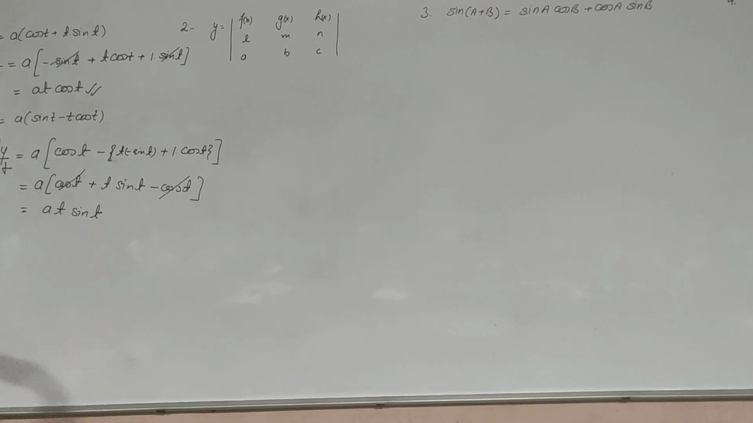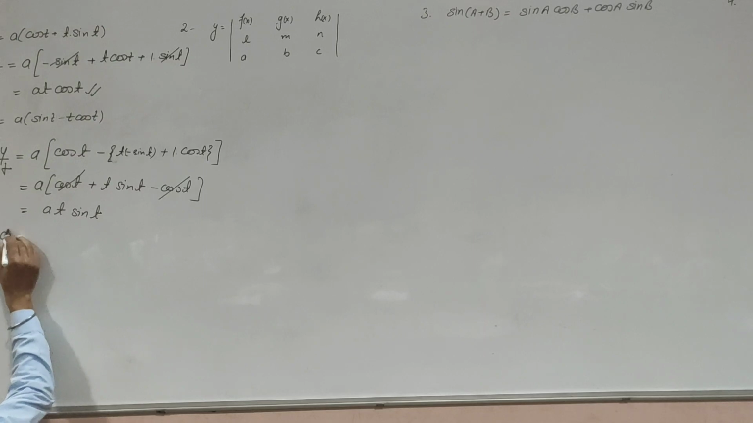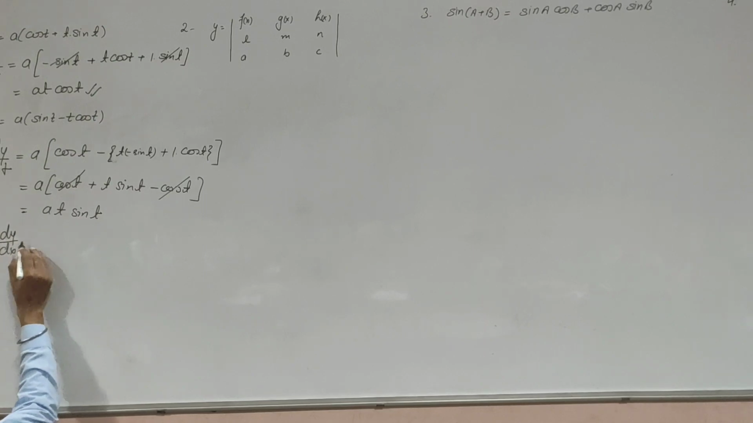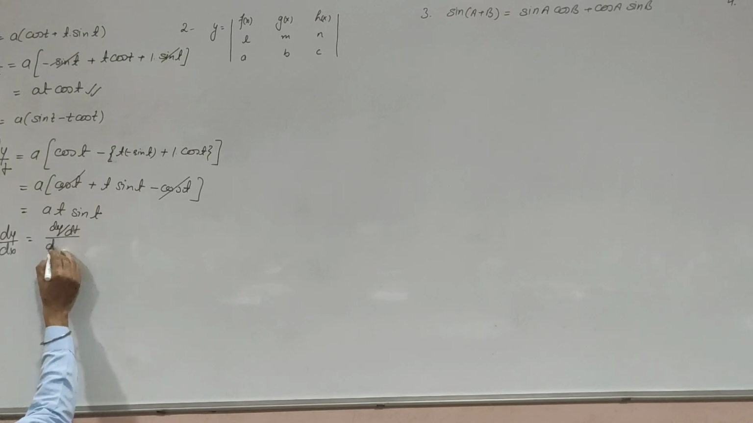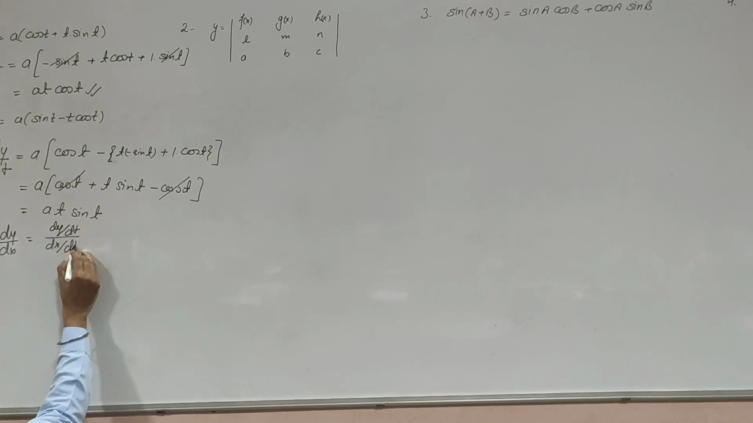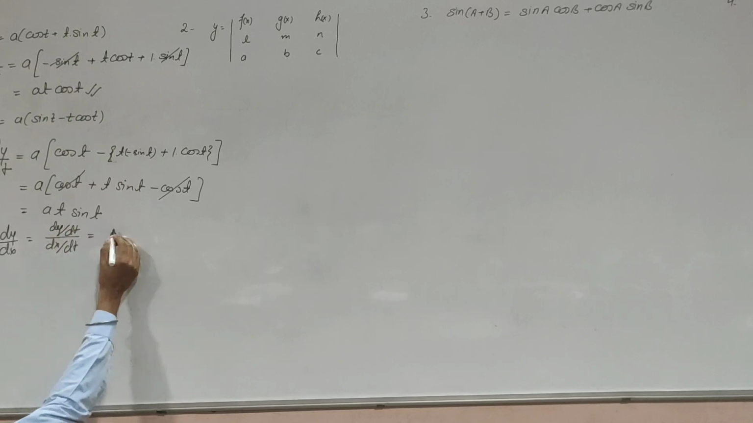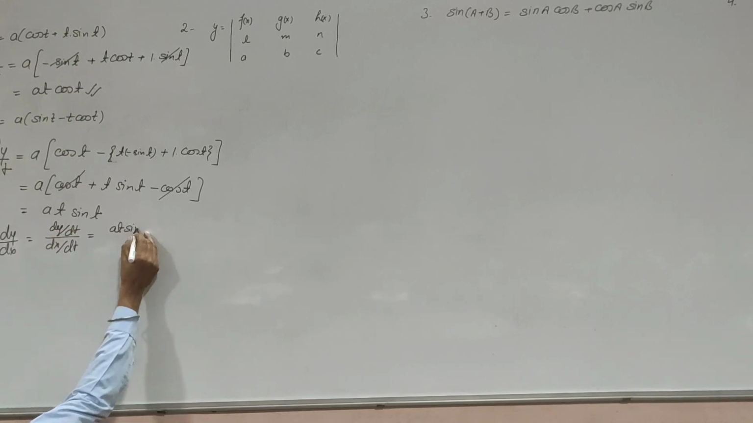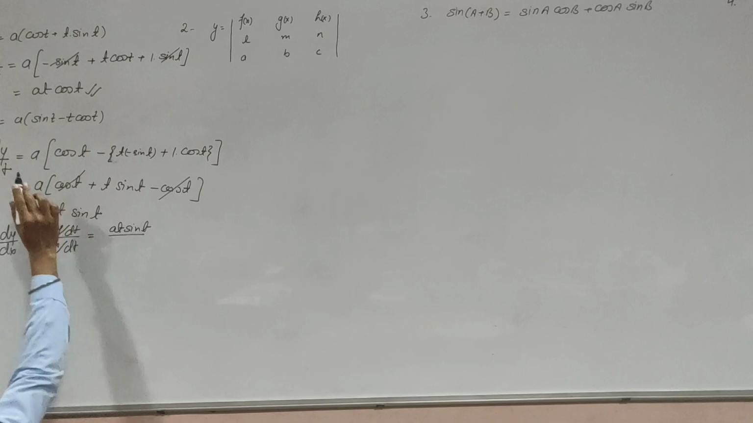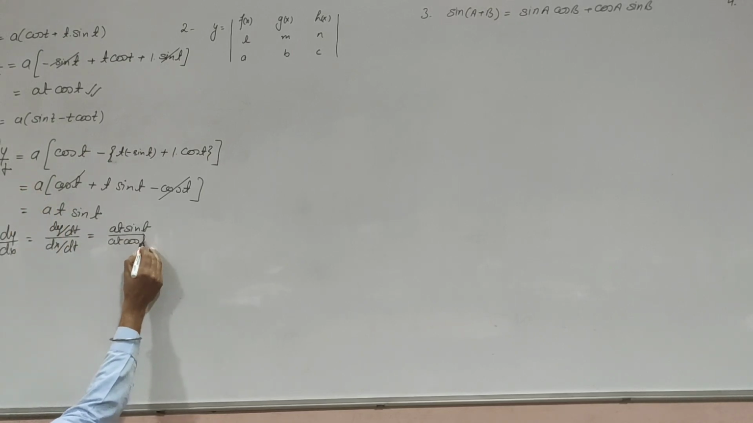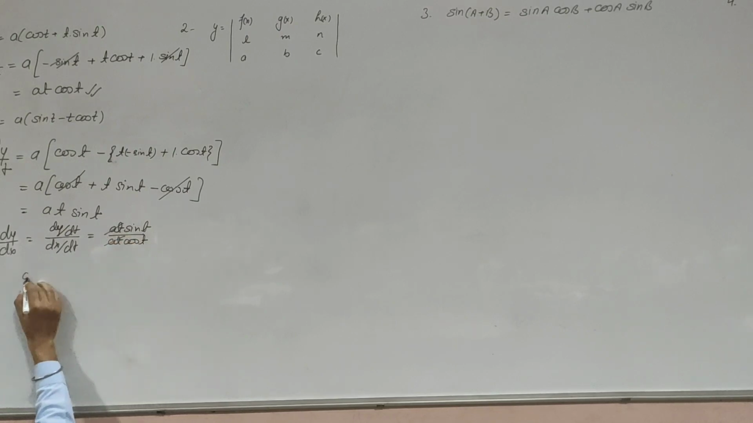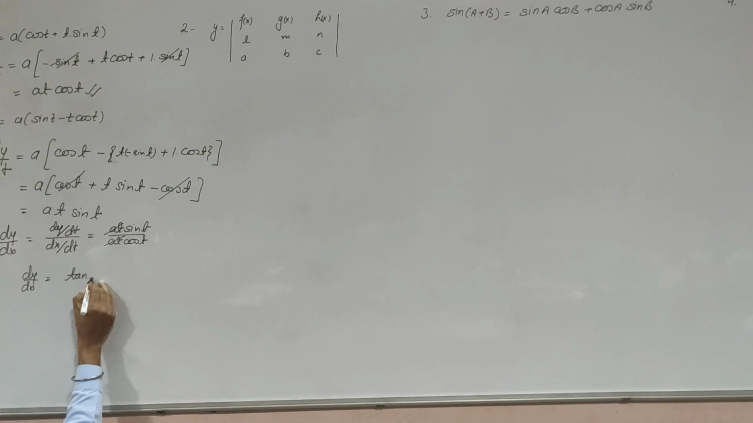Now we are going to calculate dy on dx. This will be dy on dt divided by dx on dt. So dy upon dt is t sin t upon t cos t. So the value of dy on dx will be tan t.